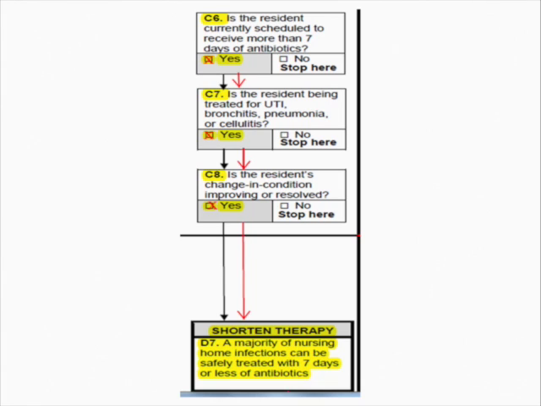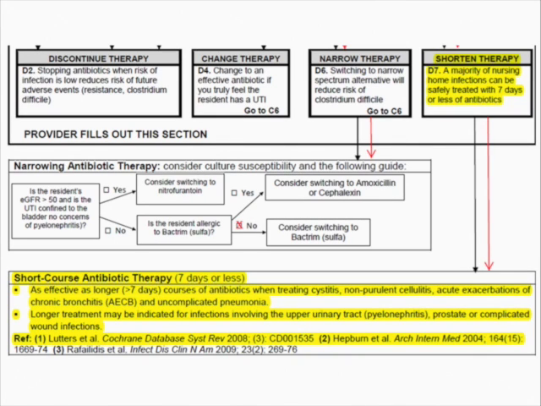Is the resident's change in condition improving or resolved? Here, she's improving, so we answer yes, which then directs us to box D7 of the Provider Review section. Box D7 states that a majority of nursing home infections can be safely treated with 7 days or less of antibiotics. When you follow the arrow from box D7 to the box below titled Short Course of Antibiotic Therapy, 7 days or less, it gives references to support this recommendation.